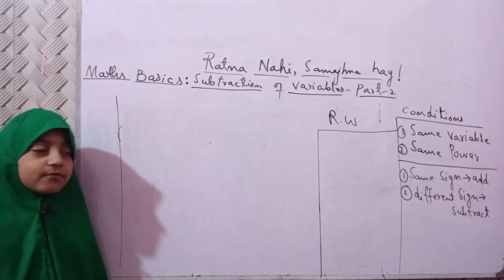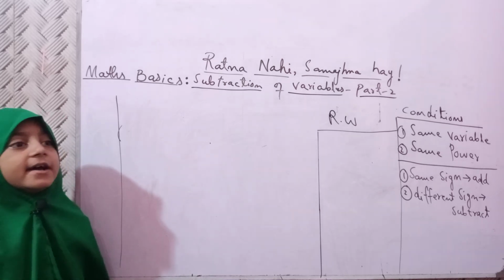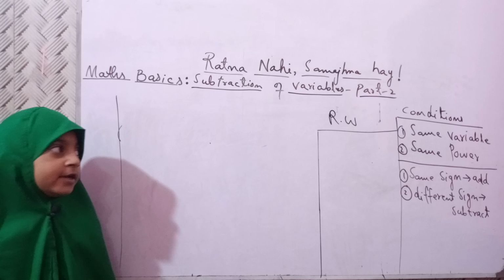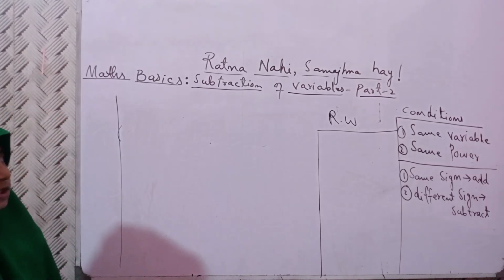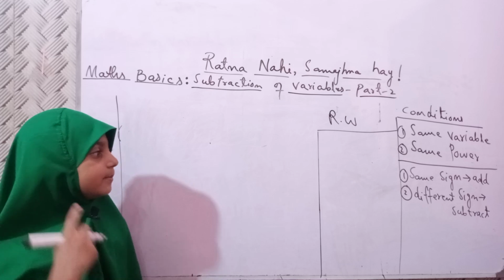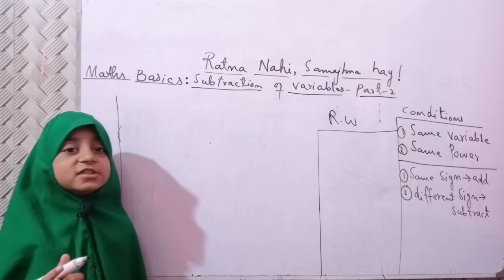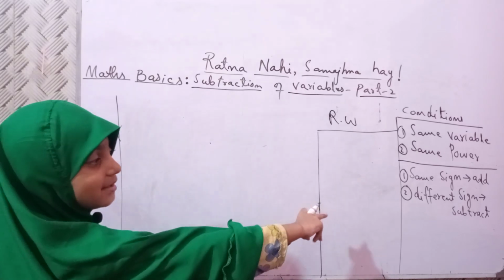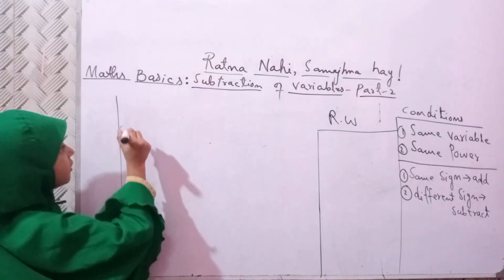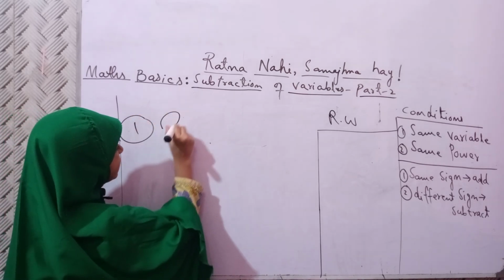In maths basic we will see subtraction of variable part 2, and we will take one example from previous work and we will follow the condition. First condition same variable, second condition same power, and we will follow the two rules too, in which we saw in the last video. Same sign add, different sign minus. Now I will take first of all one example.